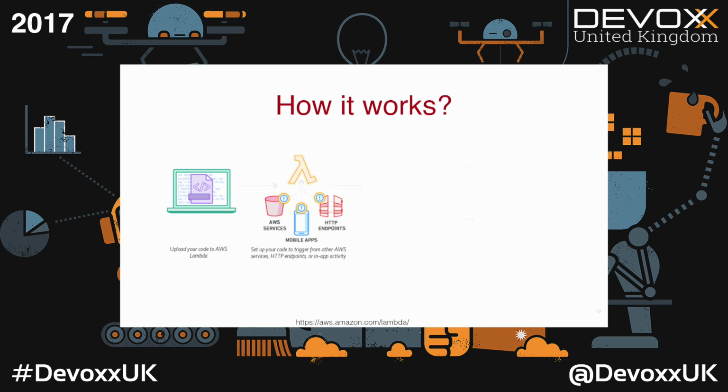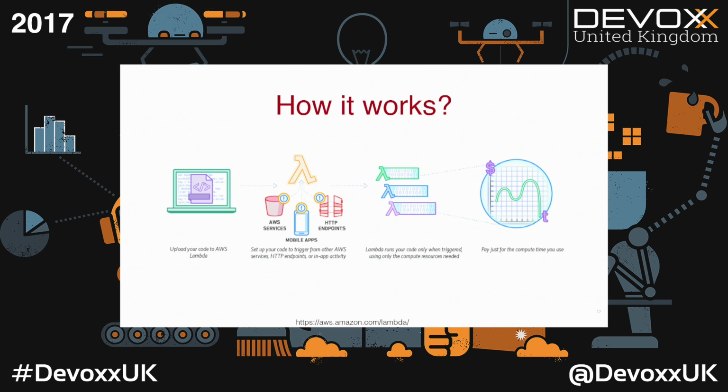Each Lambda function is given an ARN, or Amazon Resource Name, an Amazon Resource identification number, and then it invokes that Lambda function. Lambda runs your code when triggered, using only the compute resources required, and you are charged based upon the execution time, literally down to 100 milliseconds of execution time. And so you're really paying for the compute time that you use, not for storage.